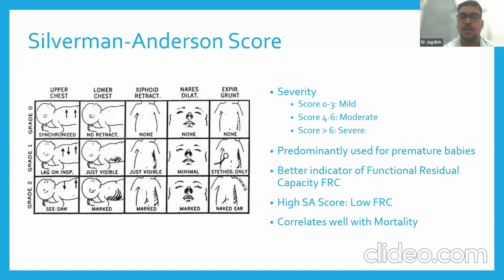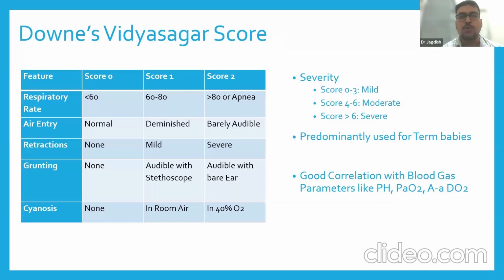So this is about the SA score, and we classify it: if it is 0 to 3, then it is mild. If it is 4 to 6, it is moderate. And if it is more than 6, then we call it severe. Then another score, that is the Downes-Vidyasagar score. Vidyasagar sir is an Indian person. Again, it is used for term babies.